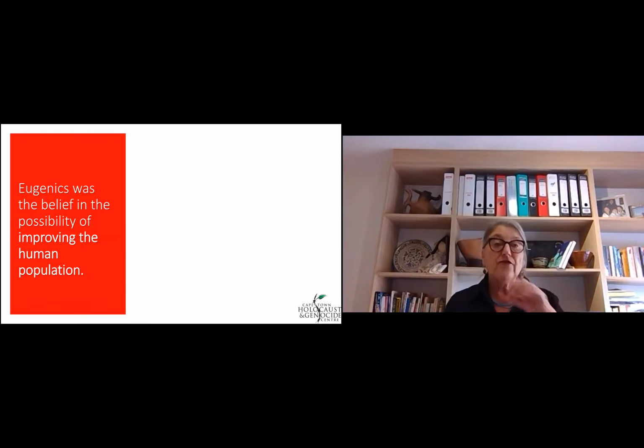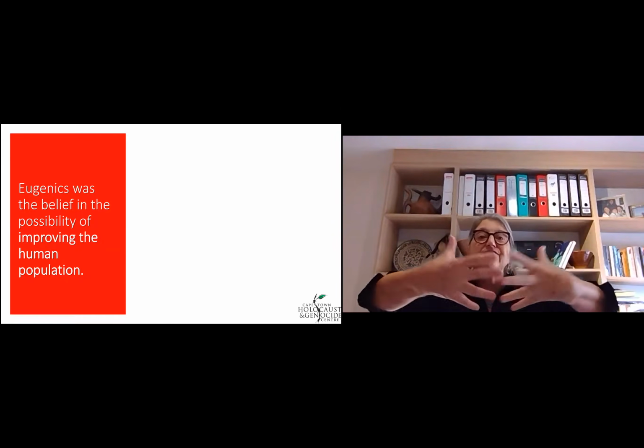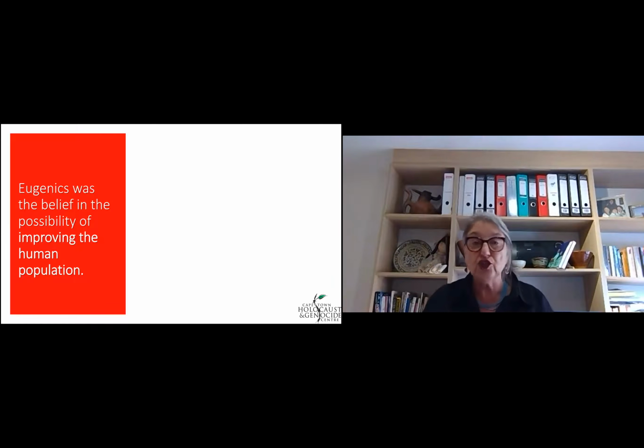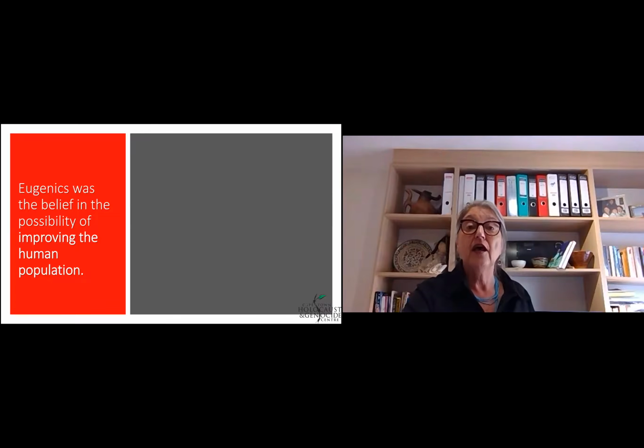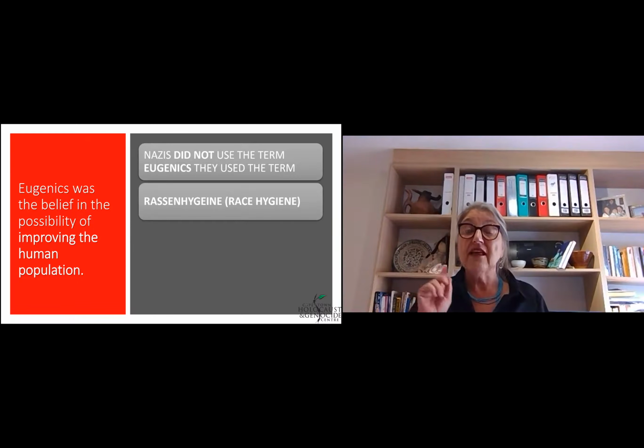So, remember we spoke about eugenics, the belief in improving the human population. Eugenicists felt that they could change the world, change society. Well, the Nazis didn't use the term eugenics. They had another word for eugenics, a German word, which when translated is a little bit nerve-wracking. They called it Rassenhygiene, race hygiene.